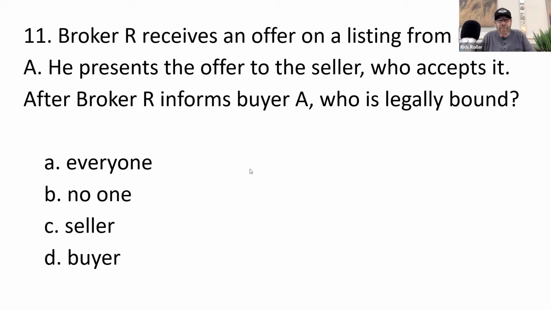Okay, so 11. The answer, yeah, we're doing 11. Well, wait a minute. Number 11. Broker R receives an offer on a listing from buyer A. He represents the seller who accepts it, and after the broker informs the buyer, who is legally bound? Everyone is, because now they're all bound. Okay, no one, the seller or the buyer.